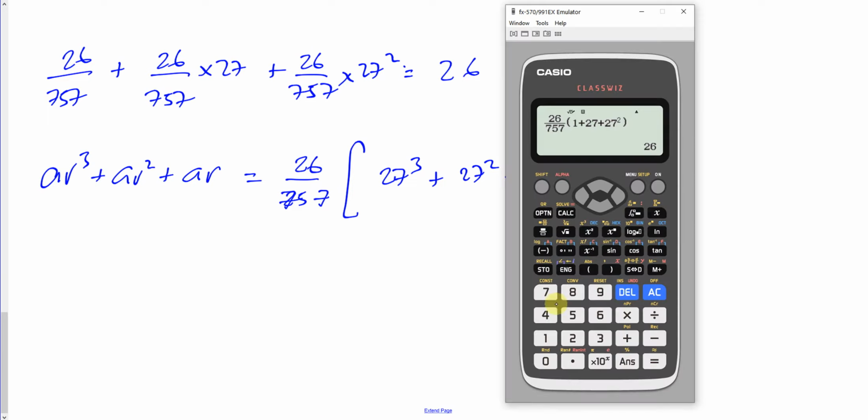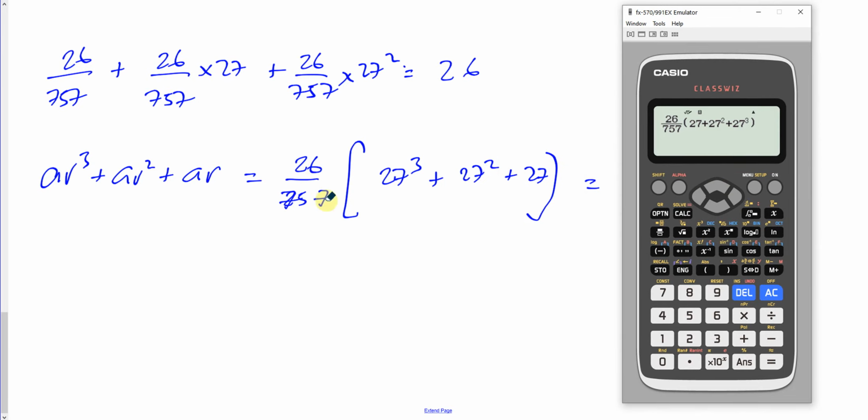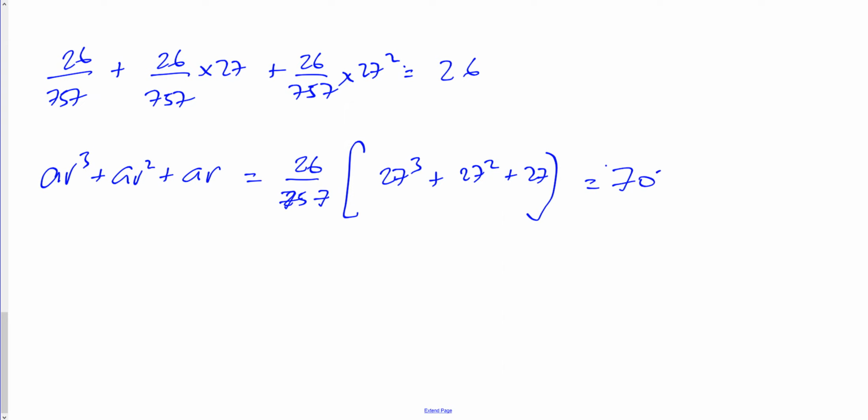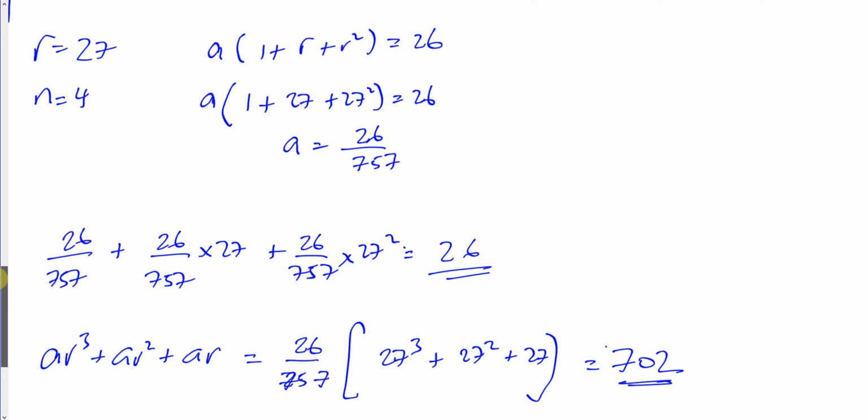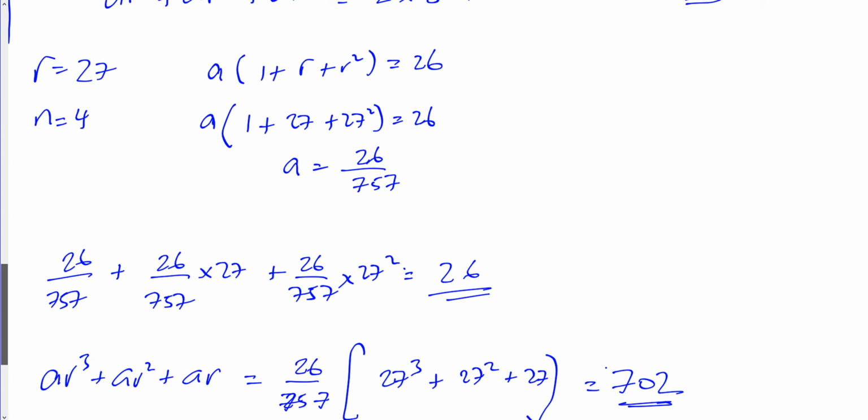So we got 26 over 757 times 27 cubed plus 27 squared plus 27, and yes, that equals 702, which is proving that if r equals 27 and there are 4 terms, then that works. You have the first 3 terms adding up to 26 and the last 3 adding up to 702.